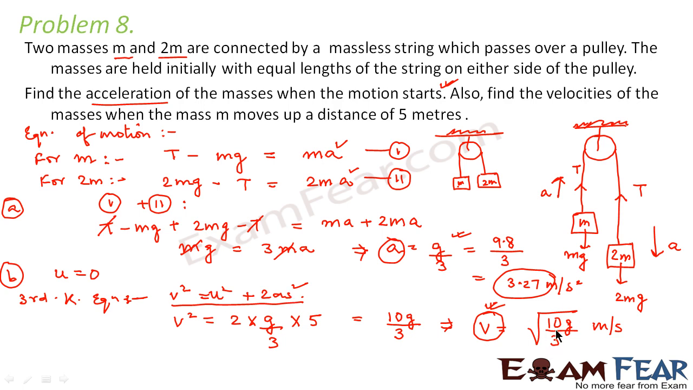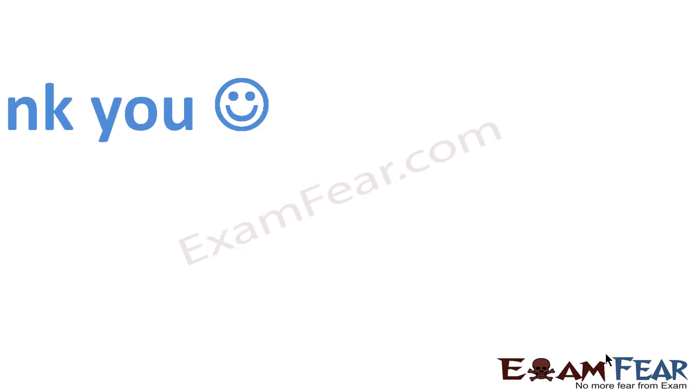So we could find that the final velocity after traveling 5 meters was root over 10g divided by 3. Now I hope it is clear to you how we proceed to solve numericals in kinematics, when two masses are given, whether they are attached by a pulley or through a string or they are lying on the ground and coefficients of friction are mentioned. Everywhere you need to apply the same concept: draw the free body diagram, write the equation of motion, and then apply simple mathematics to get the desired values asked in the question.